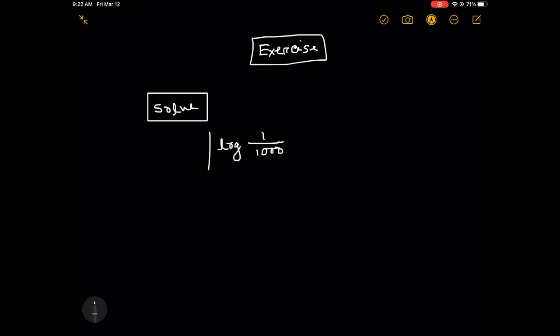Okay, can you find the value for me? So it would be log of 1/1000. You can solve it now and show me your work. I mean, you can write the solution in the chat section. You can send me the picture of it. And if you have any question how to do that, we can discuss it.